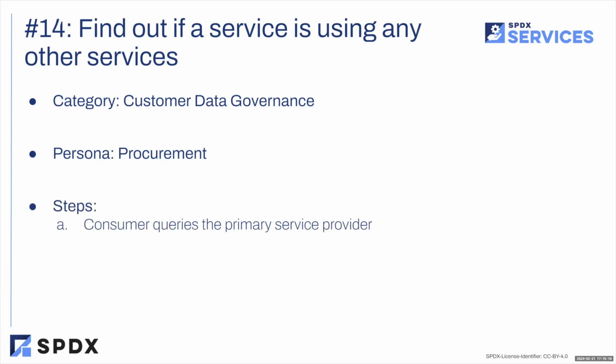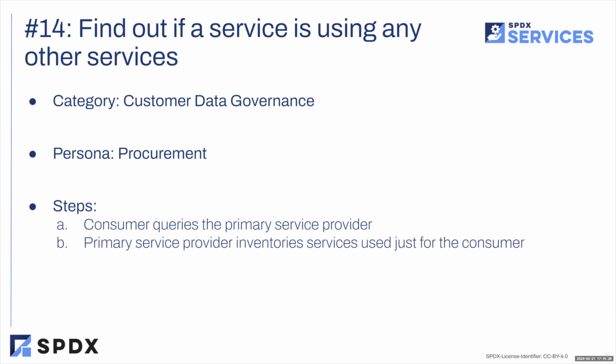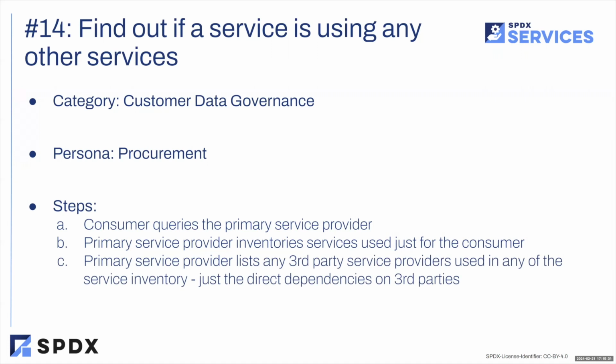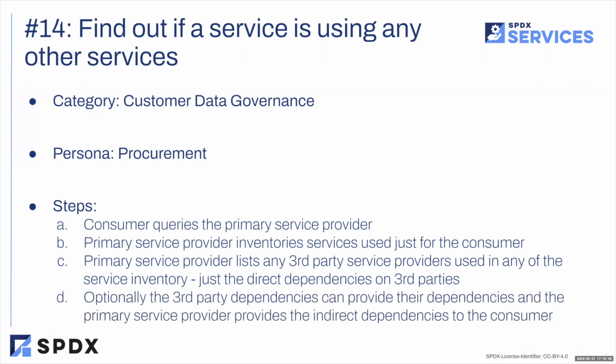So in terms of the basic steps, they would go through: the consumer queries the primary service provider. The primary service provider would inventory all the services used for the consumer. They would list any third-party services in the inventory. So these are just direct third-party dependencies, and optionally provide third-party dependencies. Of course, this is dependent on their service providers providing that information. So that would be an optional step.